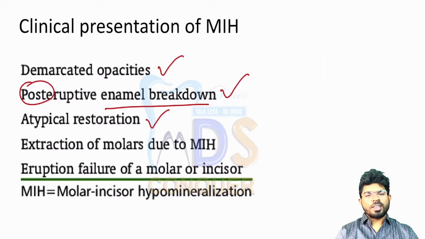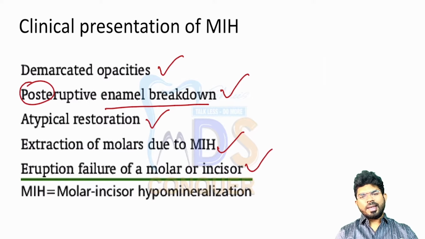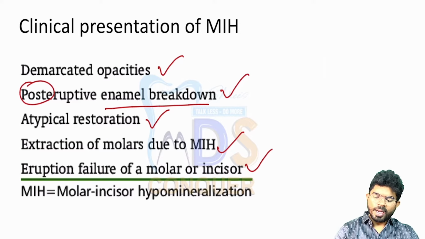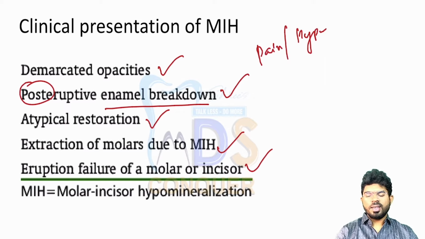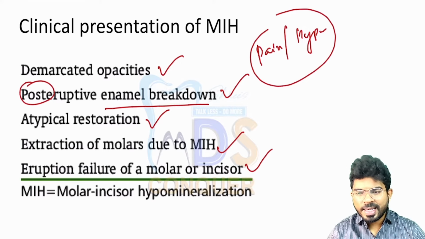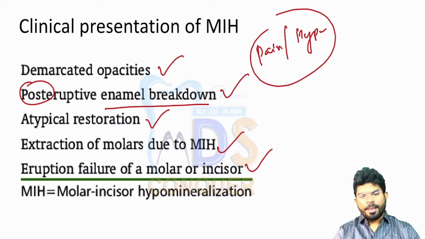And of course, the patient may complain of extractions of molars that can be due to MIH again. Or sometimes there will be eruption failure of molars or incisors. So these are the main clinical presentations of MIH, or the clinical criteria for the presentation of MIH. As enamel is lost, the patient most commonly complains of pain or hypersensitivity. Dentinal hypersensitivity is the most common complaint because enamel is lost and dentin is being exposed. So whenever the dentin is exposed, the patient will have pain and hypersensitivity. So these are the main important aspects in the clinical presentation.